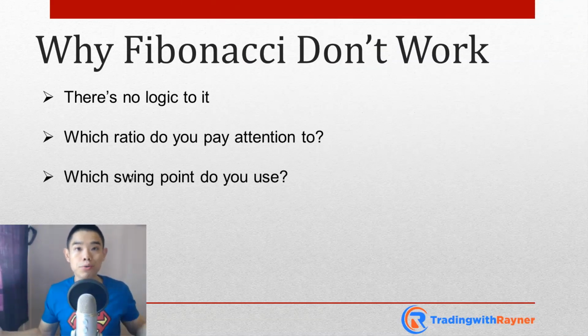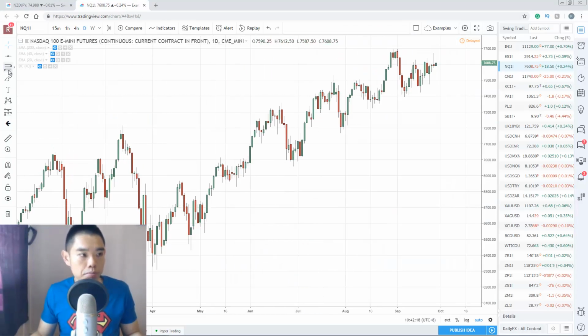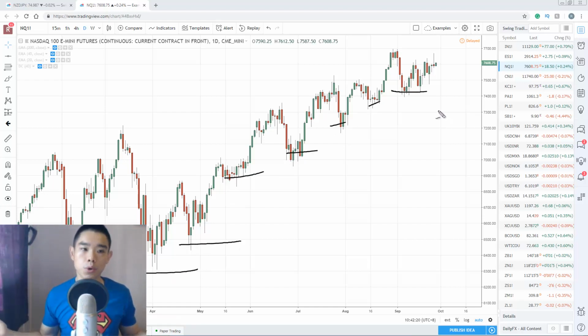Which swing point do you use? On your chart, there are so many swing points. Which swing points do you want to draw your Fibonacci tool from? Again, an example. You can see over here, there are many swing points. I can draw it from here, this extreme low to this extreme high. I can draw from this low, I can draw from this low, this, and this. Which one do I use?